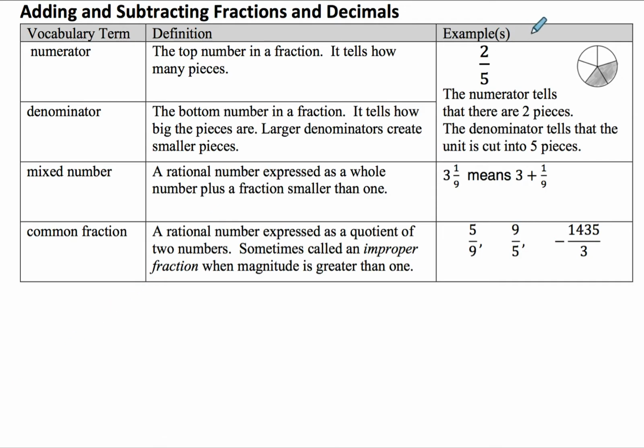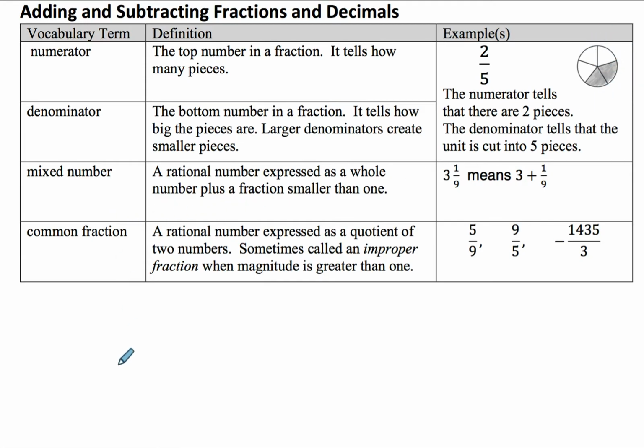Okay, for example, 2/5. The numerator tells you there are 2 pieces. The denominator tells you that the unit is cut into 5 pieces. So the top tells you how many pieces you have. The bottom tells you how many pieces the unit is cut into. And there's an example over here drawn of 2 out of 5.